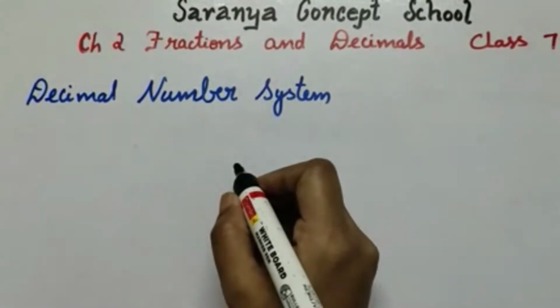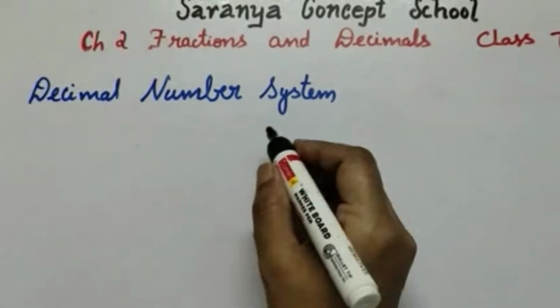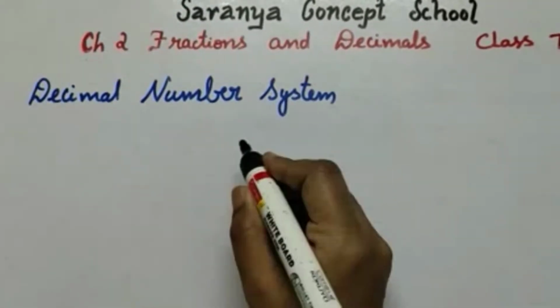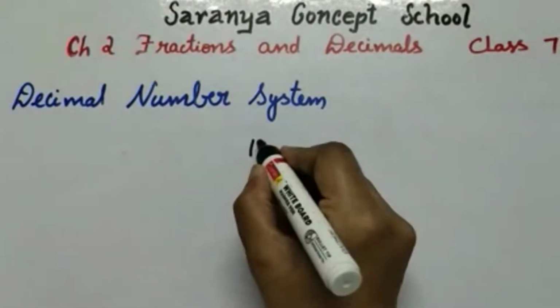In today's session we are going to discuss the decimal number system. You have learnt about decimal numbers in the earlier class. Let us briefly recollect them here. What are decimal numbers? Let us check with this example.